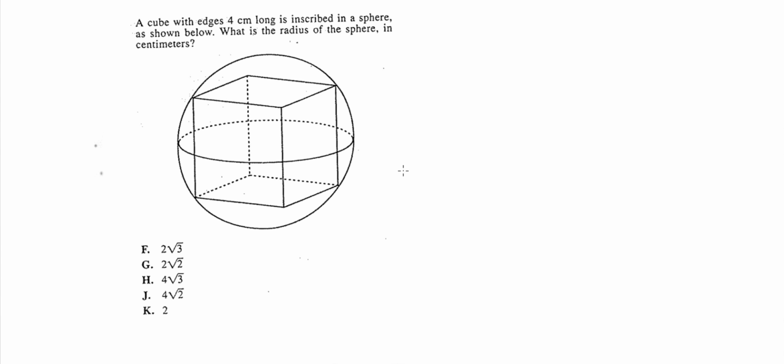Another challenging problem from a previous ACT practice test is this one here. They give you a cube with edges 4 centimeters long, so we know that since it's a cube, the length, the width, and the height are all 4 centimeters. And they tell you that it's inscribed in a sphere, as shown in the picture. Only with that information, then, they ask you what the radius of the entire sphere will be in centimeters.